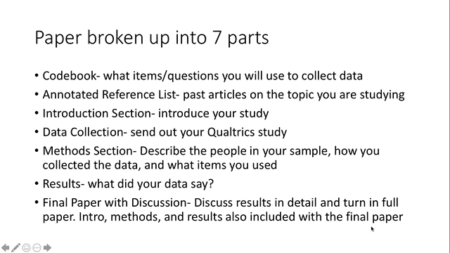The paper is going to be broken up into 7 parts, 7 assignments. You have the code book, annotated reference list, introduction section, data collection, methods section, results, and the final paper with discussion. So in the code book, you're going to talk about what items or questions you're going to use to collect your data. If you're measuring depression, you'll say, how depressed have you been feeling on a scale of 1 to 10?